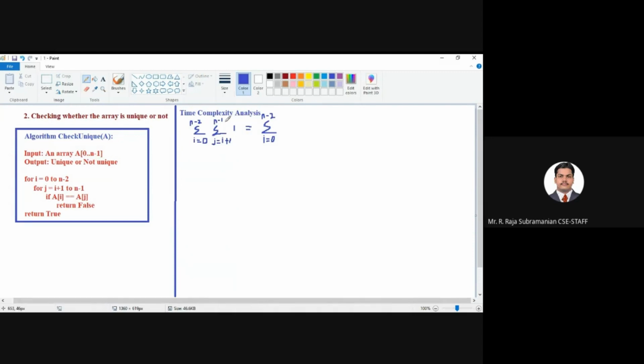In the inner summation, what is the U value? U is n minus 1. What is the L value? I plus 1. So U minus L, what will come here? N minus 1 is U, minus L, which is I plus 1. U minus L plus 1, so I'll put plus 1 here, into the constant value. What is the constant value here? My constant value here is 1. So I'll put here into 1. Solve this, what will come?